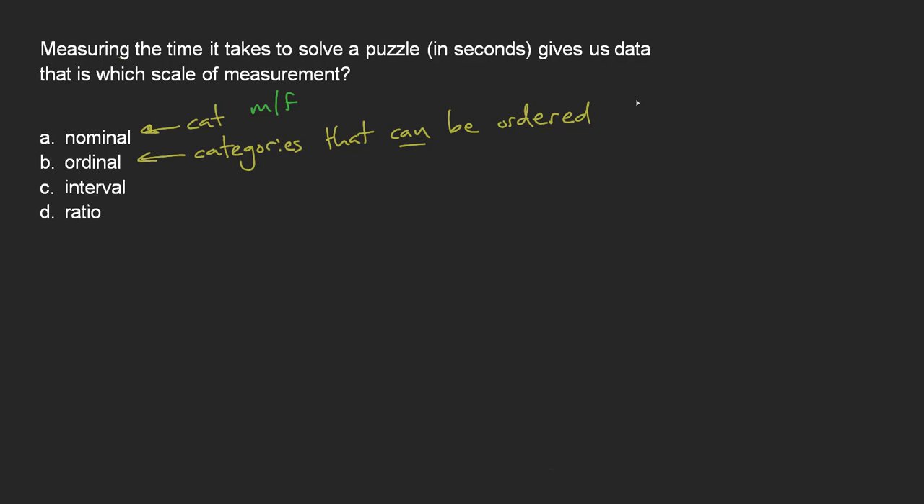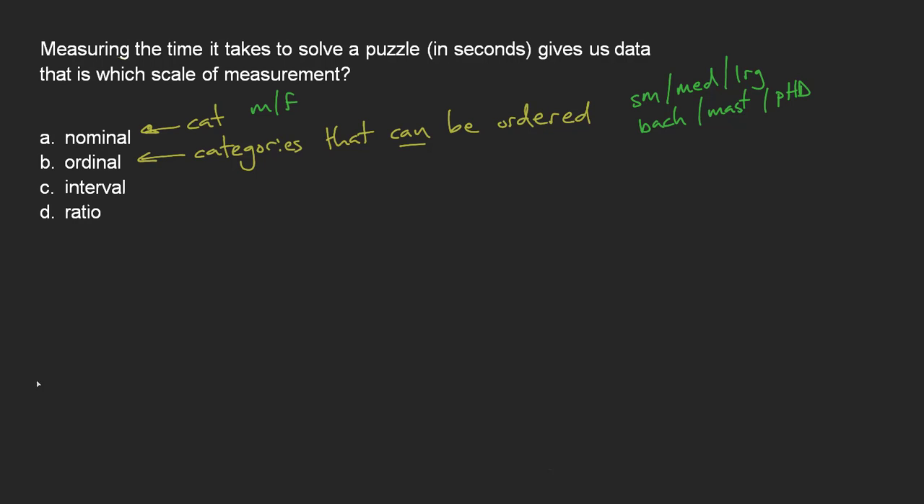So something like, if I'm looking at sizes of coffee, small, medium, or large. If I'm looking at degrees, a bachelor's degree, a master's degree, or a PhD. So these are categories that people fit into, but these categories have an order. Medium is bigger than small, large is bigger than medium, and so on.